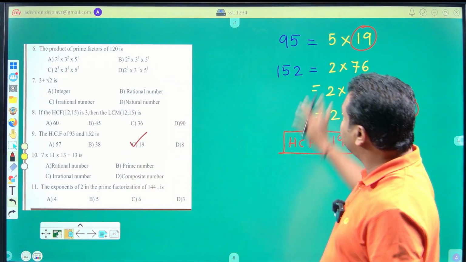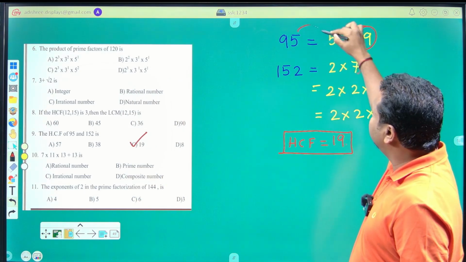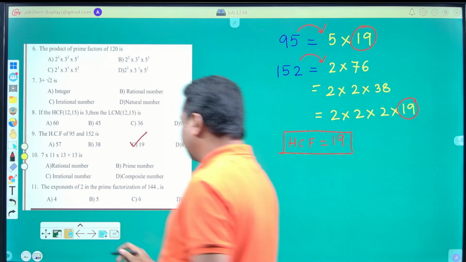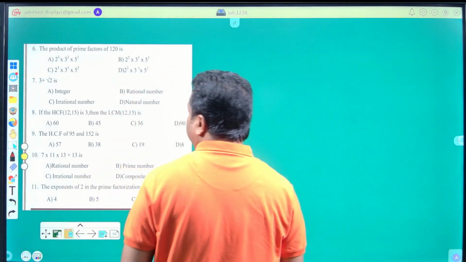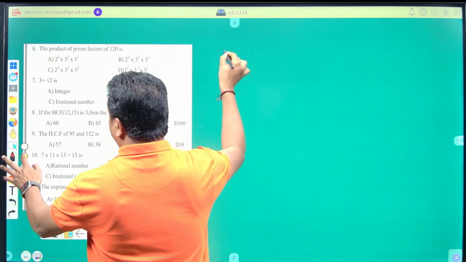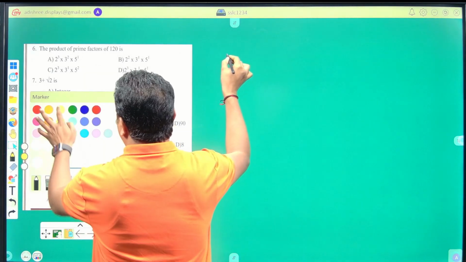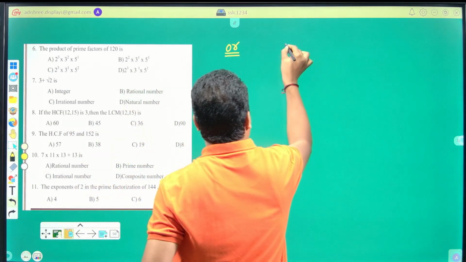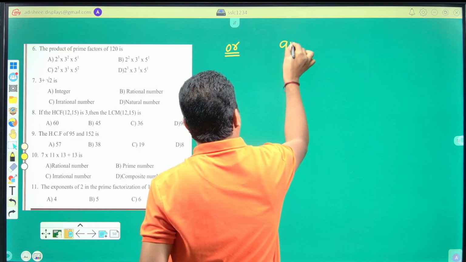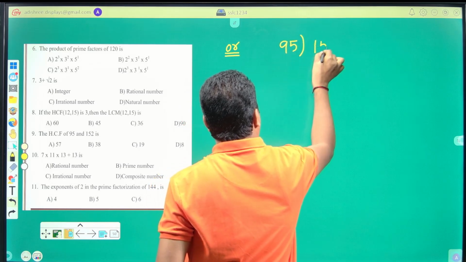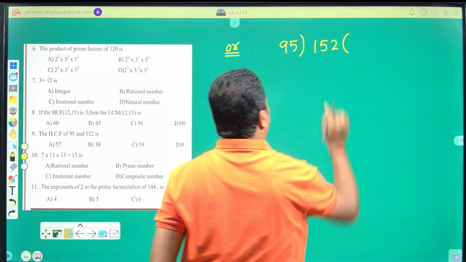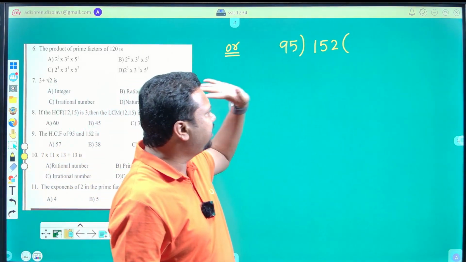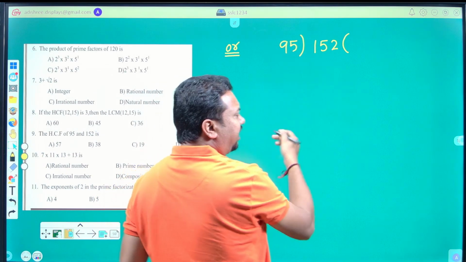So this is one method where we convert the numbers to prime factors, then find the HCF. I'll give you one more method. I hope this will make it still more interesting. I'm discussing the division method, please take care of that. Suppose you want to find the HCF of two numbers, you have to divide the larger number by the smaller number.